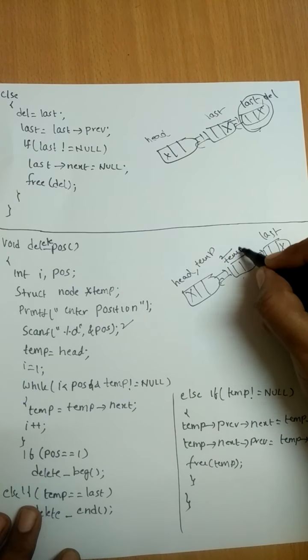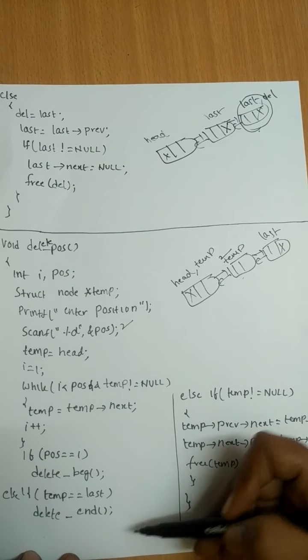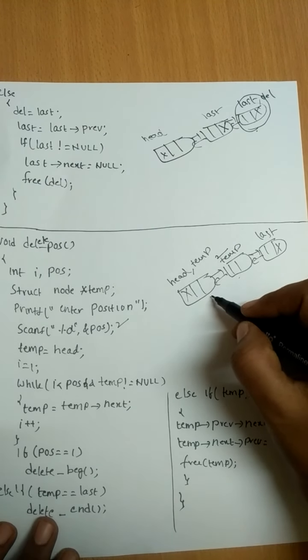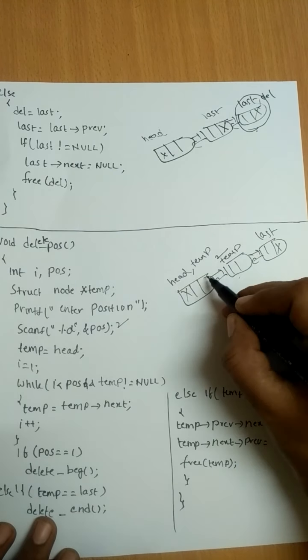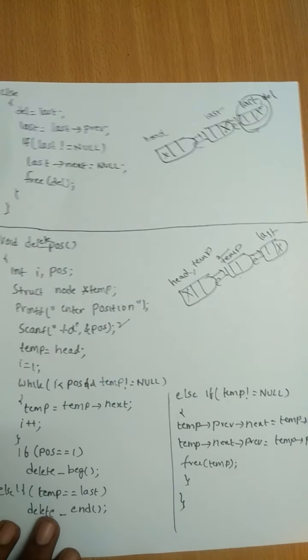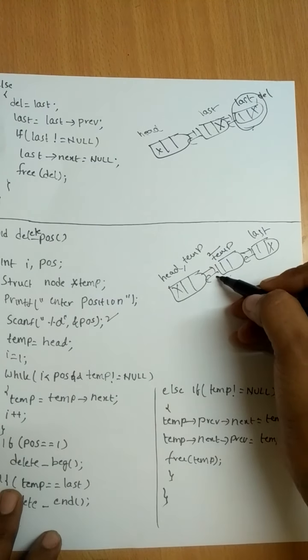If our given position is 1, call the function delete at beginning. Otherwise, while moving in this loop, if temp and last are the same, that means our position is last, then call the function delete at end. Otherwise, we have to link temp of previous node and temp of next node, because we are deleting the temp node.